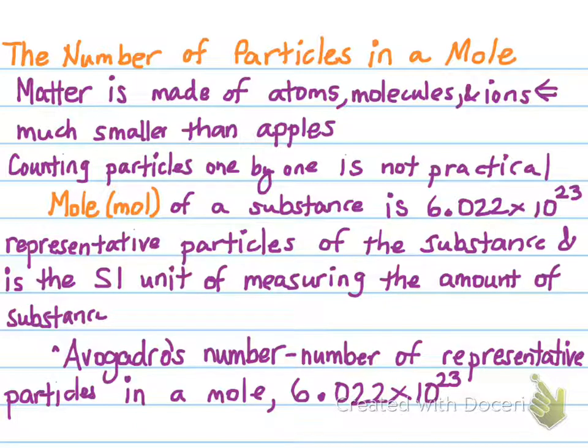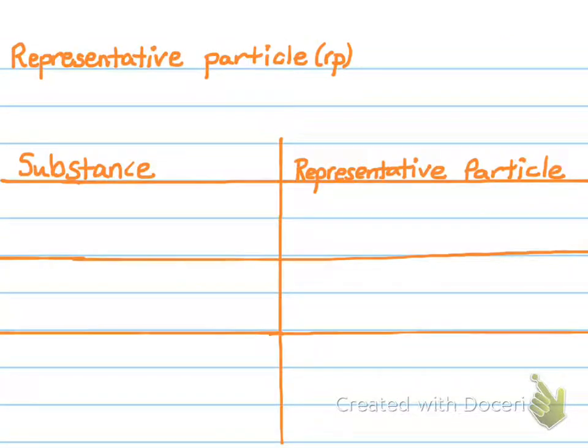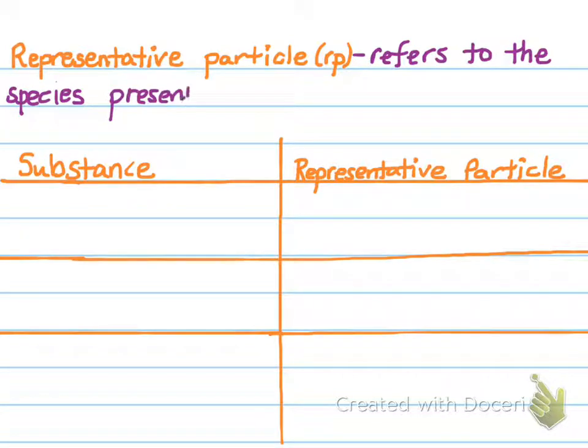So, what do we mean by representative particle? We use the term representative particle because it's generic. So, it refers to the species present in a substance. And a substance is just something that's pure. Okay. So we have actually talked about substances before. We just haven't necessarily called it a substance.